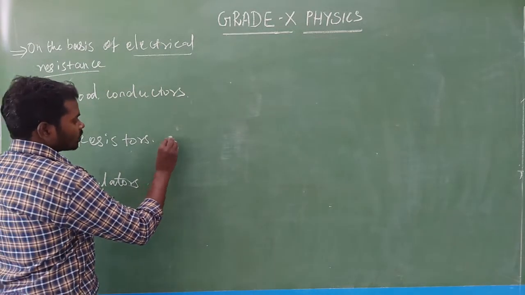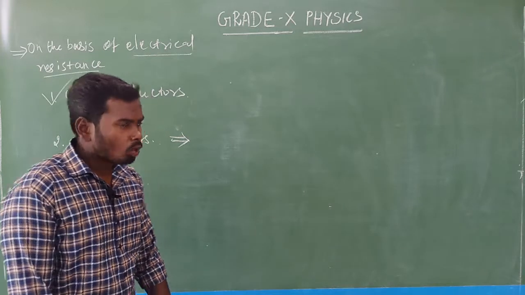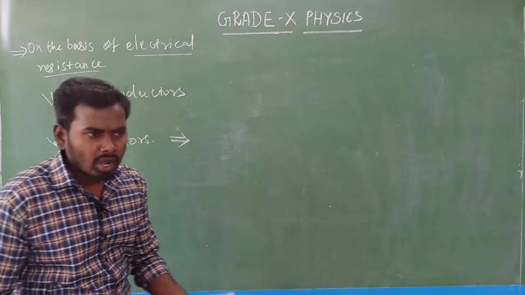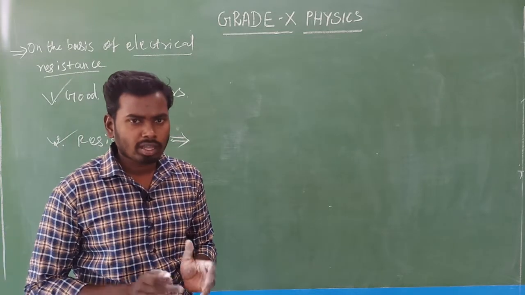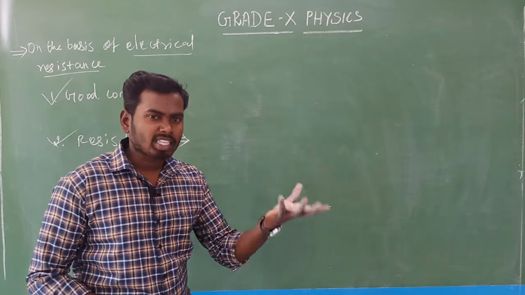So next one, resistors. Okay sir, good conductors. What is a good conductor? Good conductors have very little resistance, due to which electrons flow easily from one part of the conductor to another part of the conductor. So we can get the maximum amount of current.